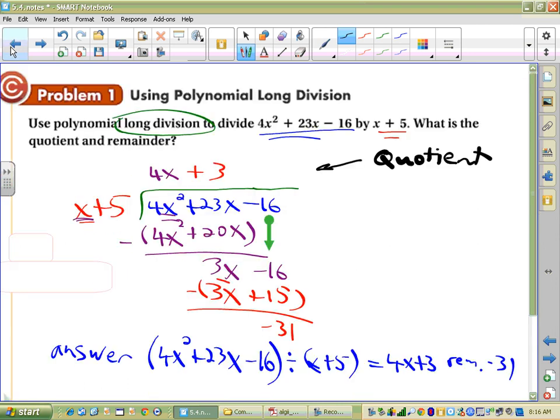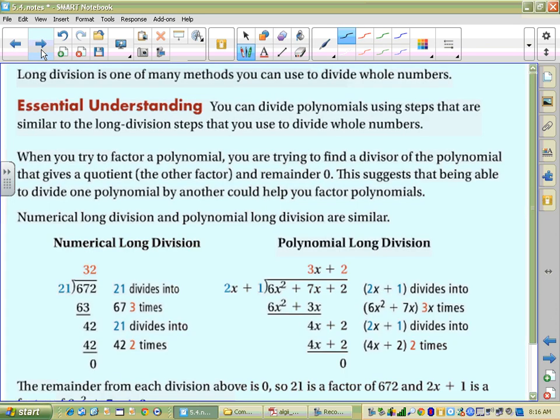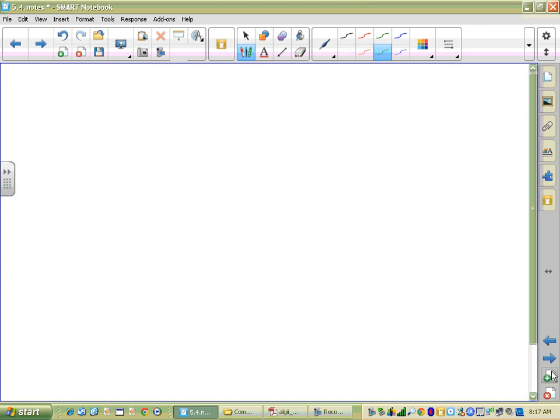So let's back that thing up and see what the book says. I'm not a big fan of using the book, but they're saying long division is one of many methods you can use to divide whole numbers. So what they're doing is they're showing you this is how you divide. So let's just look at a numeric division. A long division, okay? Because this is a skill, let's face it, that's handy to have.